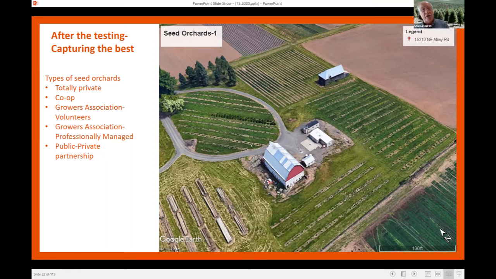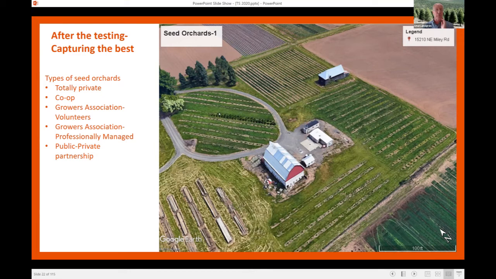There's other orchards that are going in. This is a noble fir orchard here. This is a Doug fir orchard. This is a Turkish fir orchard, and this is a small Nordman fir holding orchard. Lots of different types of seed orchards that are out there.